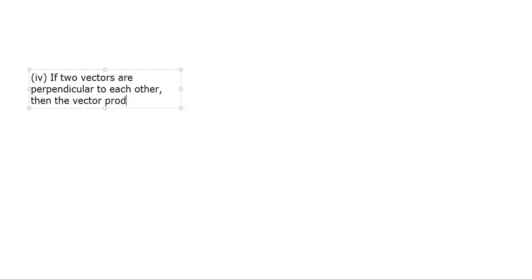Fourth property is, if there are two vectors which are at right angles, then the vector product will be equal to product of magnitude of two vectors. Two vectors are perpendicular to each other, then the vector product would be product of magnitudes.